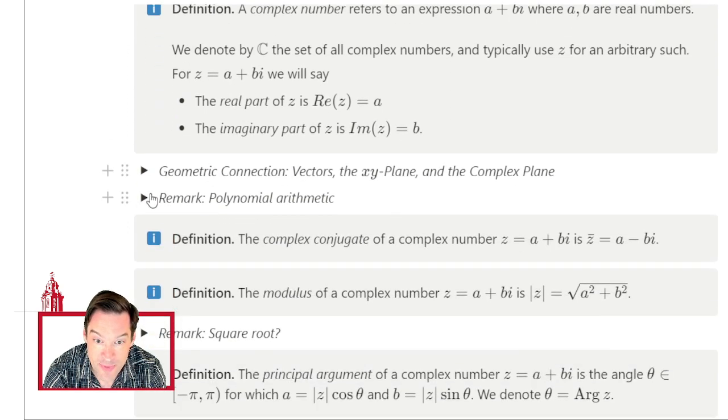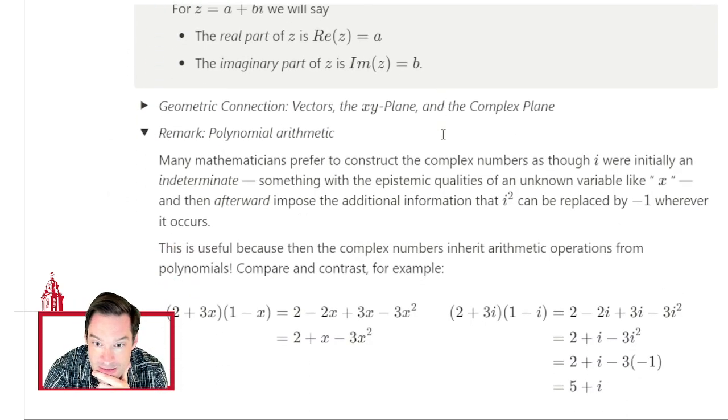Well, one way that mathematicians square this circle is that they construct the complex numbers in such a way that they sort of suspend their disbelief about i. We end up doing a lot of that, I think, intuitionally. And they declare that i is an indeterminate. They sort of put it on the same footing as we would put an unknown variable like x, right?